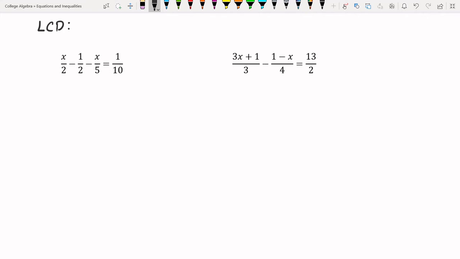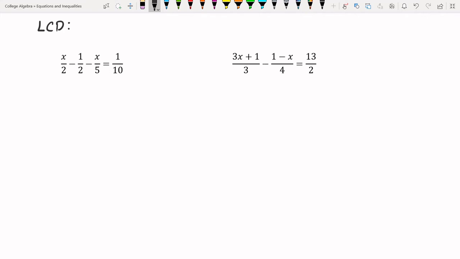For the first problem, we have denominators of 2, 2, 5, and 10. What is the smallest thing that 2, 5, and 10 can all go into? Or in other words, divide evenly. They can all go into 10 evenly. 2 times 5 is 10, 5 times 2 is 10, and 10 times 1 is 10. Now you can of course use 20 or 30, 50, a million. You can use all of those things.